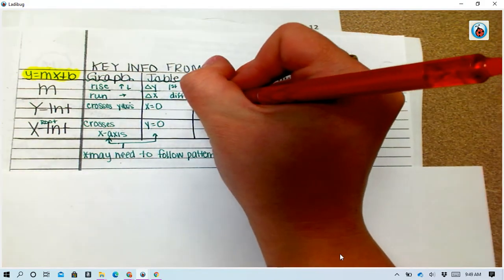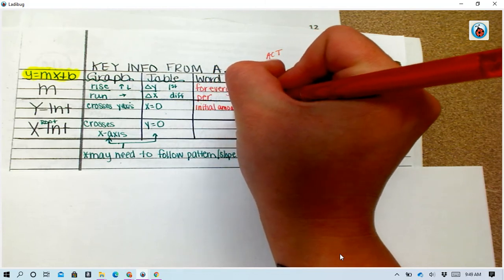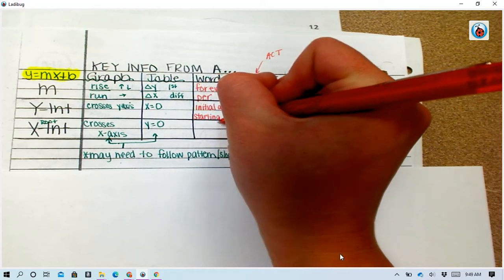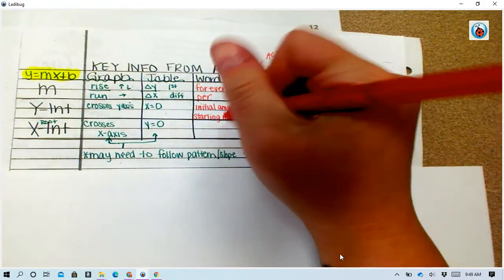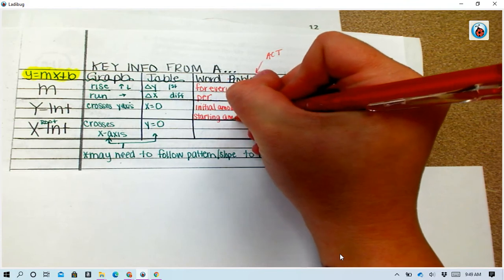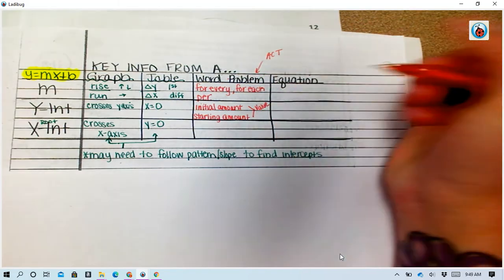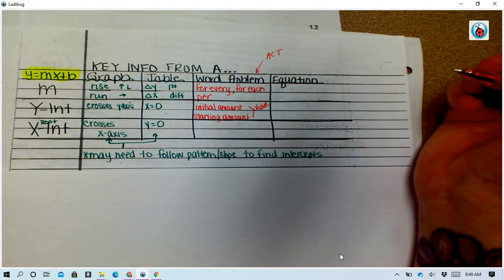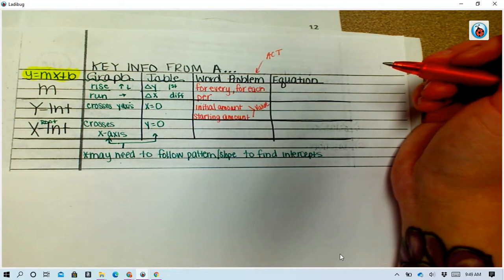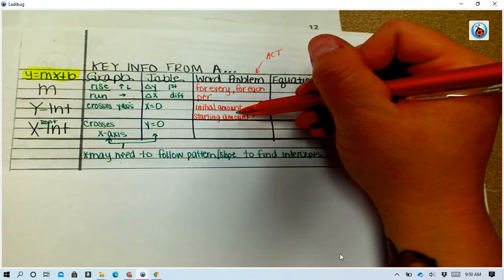Y-intercept is an initial amount, or it's a starting amount. Or instead of the word amount, they could use value. So you make an initial investment. You make a flat fee. You pay an initial amount of $40 for a rental car, anything like that.